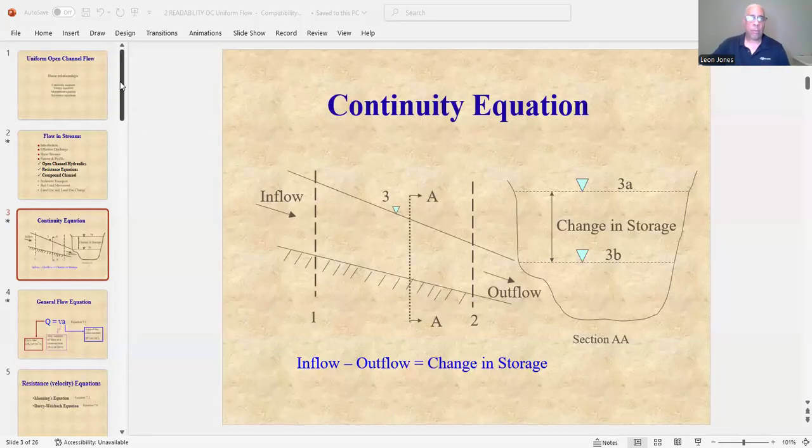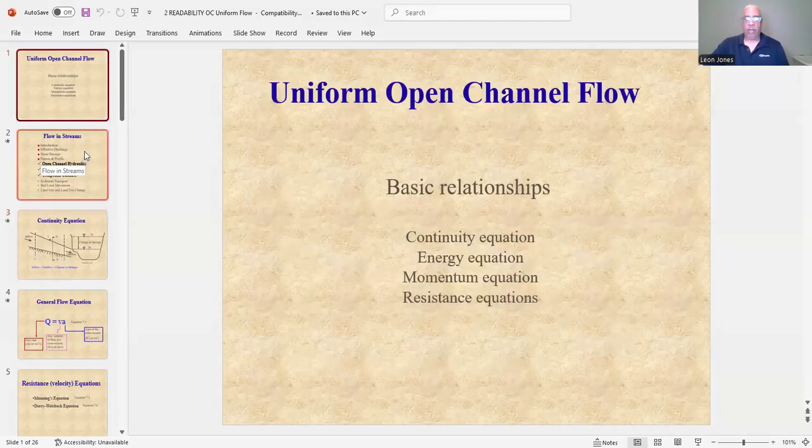So when we deal with open channel flow, we have a couple of equations. Now, the basic relationships, we have an energy equation, resistance equations, momentum equations, and continuity equations. Now, it's very important, particularly if you're studying, I would say mainly civil engineering. Now, of course, you will see some of this in mechanical engineering, but basically with mechanical engineering, you're going to see a lot of pumps. Now, this does come from fluid mechanics.